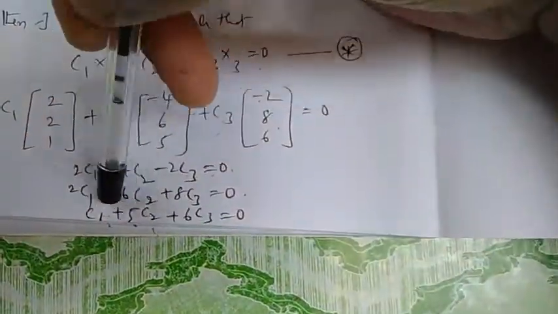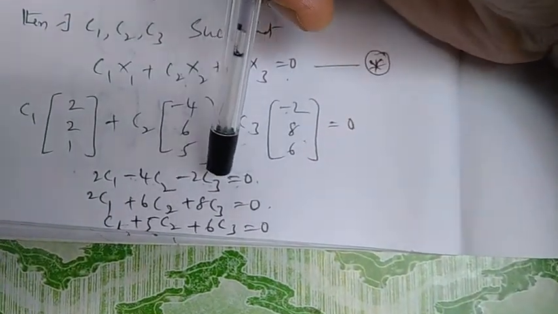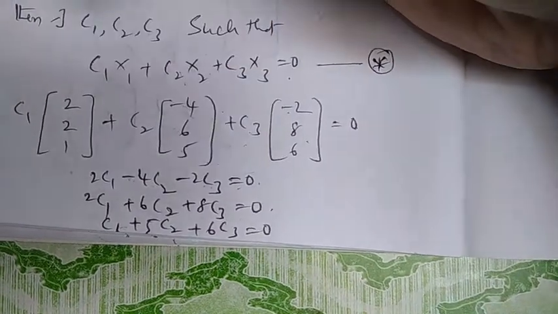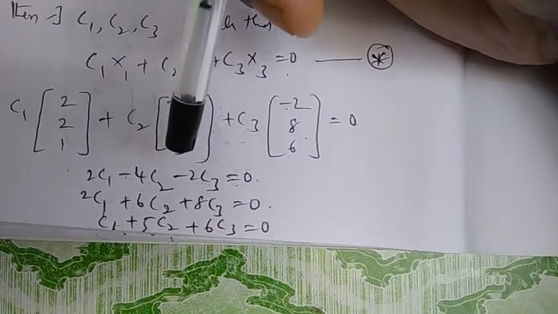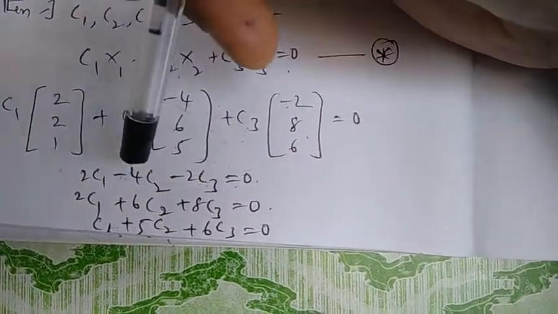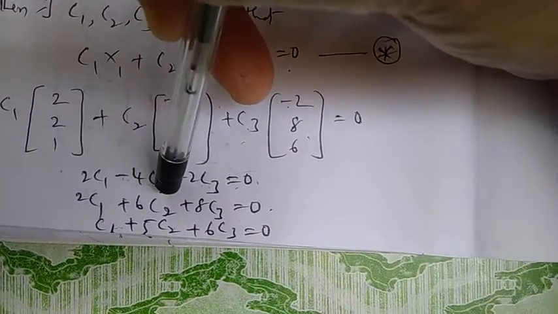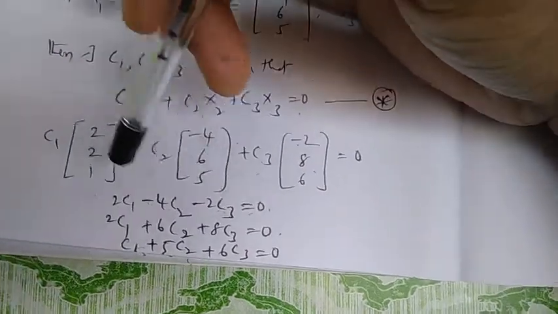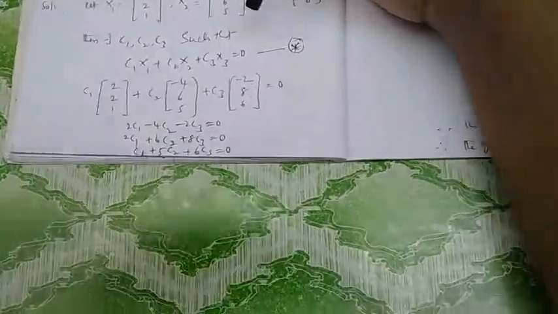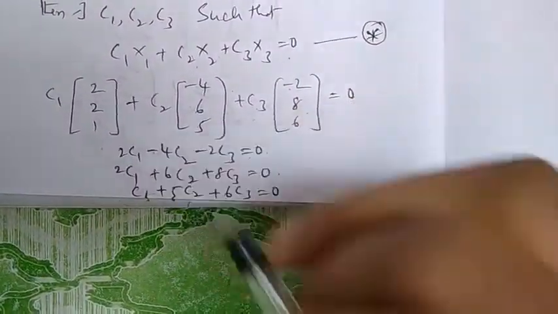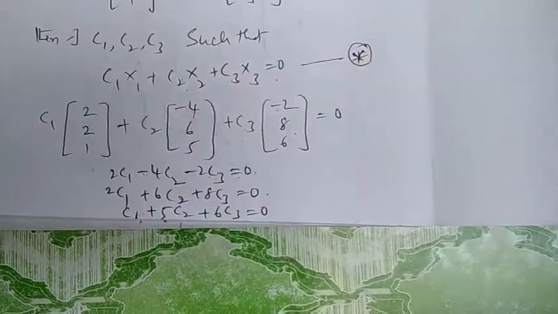If this homogeneous system has an infinite number of solutions, then, as we discussed in our last lecture, one variable should be a parameter, not equal to 0. If it is not equal to 0, then one of the c's is not equal to 0. Therefore x1, x2, x3 are linearly dependent. Now try to get the solution of this homogeneous system. For this homogeneous system, I simply go for the matrix form.